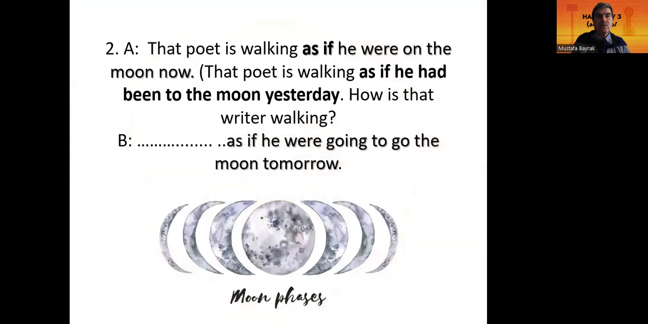2A. That poet is walking as if he were on the moon now. But if we say that poet is walking as if he is in a stadium, for example, it is possible. It is a real situation. It is probable. But this time we say, just like in wish clauses, we prefer were for all subjects, including singular subjects. That poet is walking as if he were on the moon now. That poet is walking as if he had been to the moon yesterday.